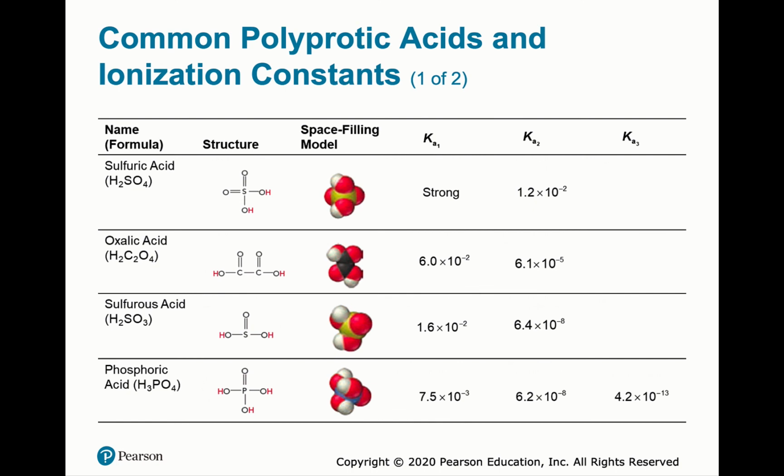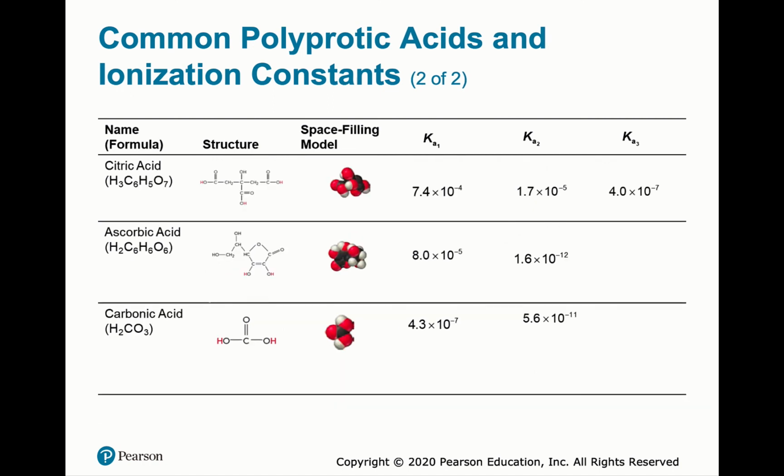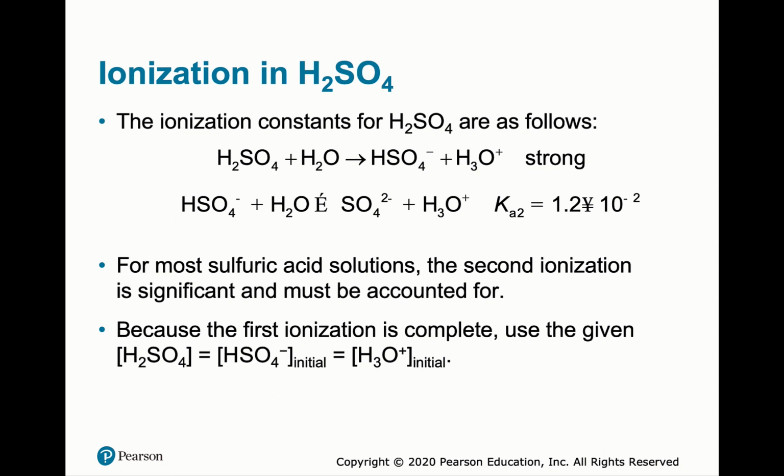So here are some common polyprotic acids, and the subsequent Kas are not an issue, with the exception of sulfuric acid if you have the solution. But if you have various salts, these Ka values are good to know. And here's some more. So for ionization of sulfuric acid, you have two Ka values. The first one is strong, the second is 1.2 times 10 to the minus 2. And the second ionization you have to account for.